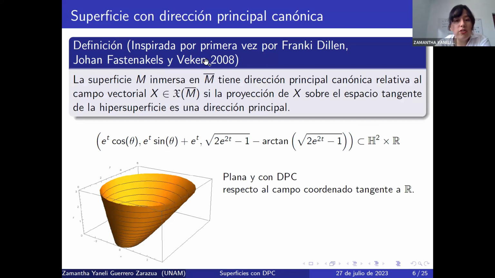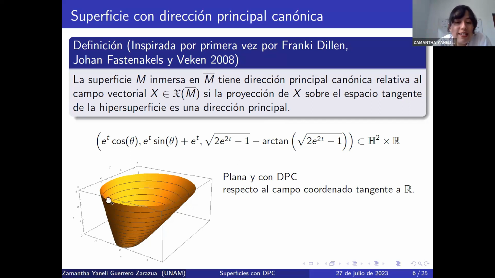So here it is. First, inspired by Dillen and collaborators in 2008, a surface immersed in M bar has canonical principal direction if the projection of a certain vector field X over the space, that is the T, is a principal direction. So let's just start with some examples so we can get a feel of what that would look like, and then we're going to start analyzing.